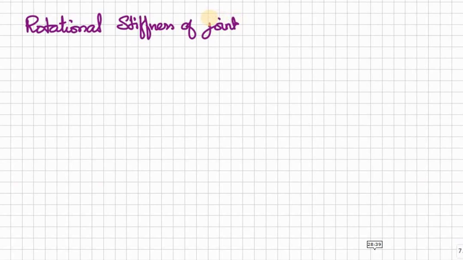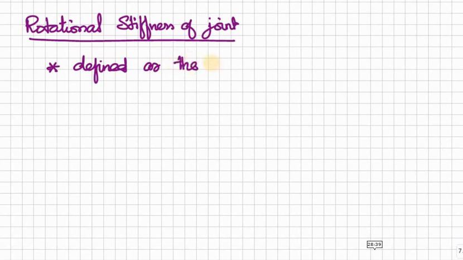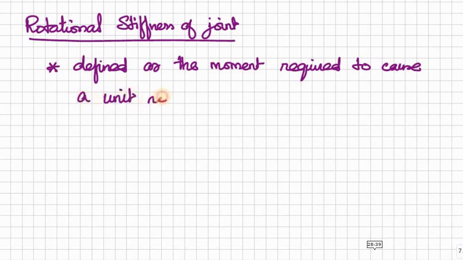The rotational stiffness of a joint is defined as the moment required to cause a unit rotation of the joint, which is equal to sigma k, because M is equal to sigma k into theta, but for unit rotation theta is equal to 1, therefore M is equal to sigma k, which is the rotational stiffness of a joint.